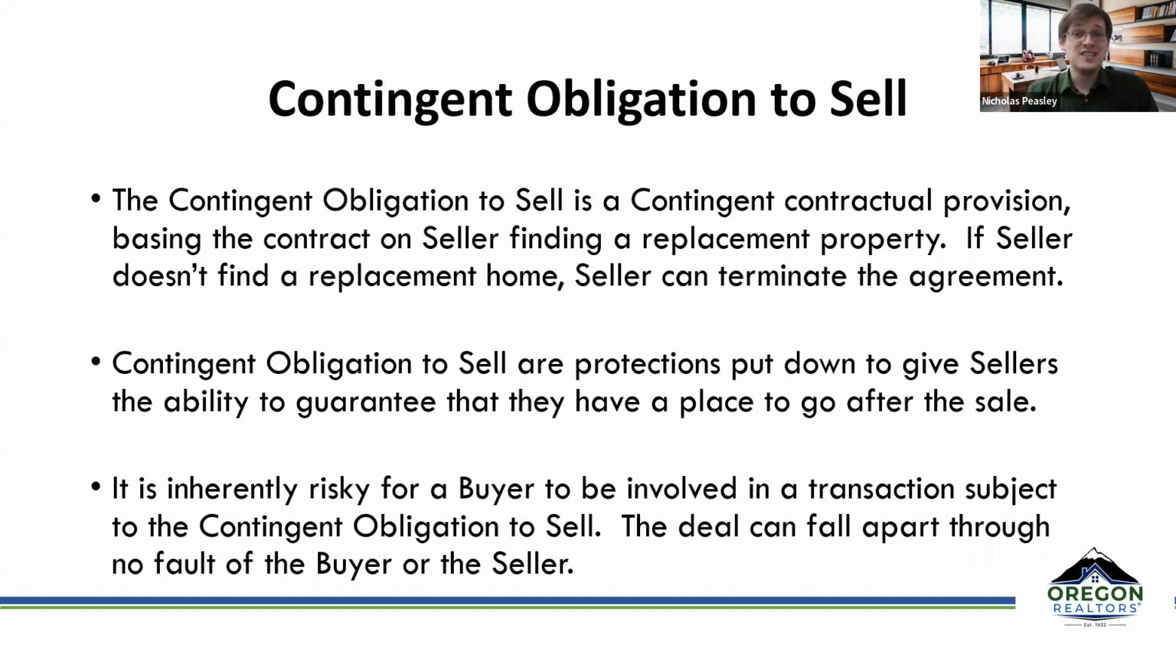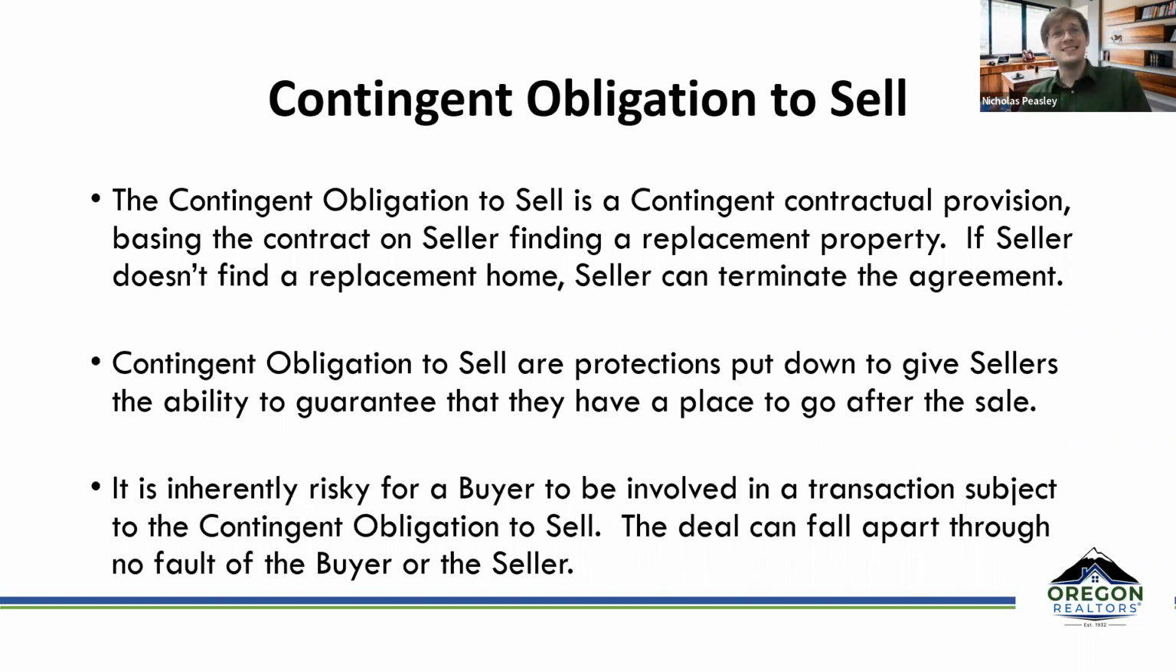The contingent obligation to sell is what we're going to talk about next. This is the last of the 3 forms. The contingent obligation to sell is a contingent contractual provision that bases the contract on the seller finding a replacement property. So the seller locating something to live in after they sell their house. If the seller does not find the replacement home, they can terminate the agreement. The contingent obligation to sell is a protection that is given to sellers. Essentially, it's sellers giving it to themselves. They kind of award themselves a medal in the contract at this point. And it allows the seller to guarantee that they will have a place to live after the sale.